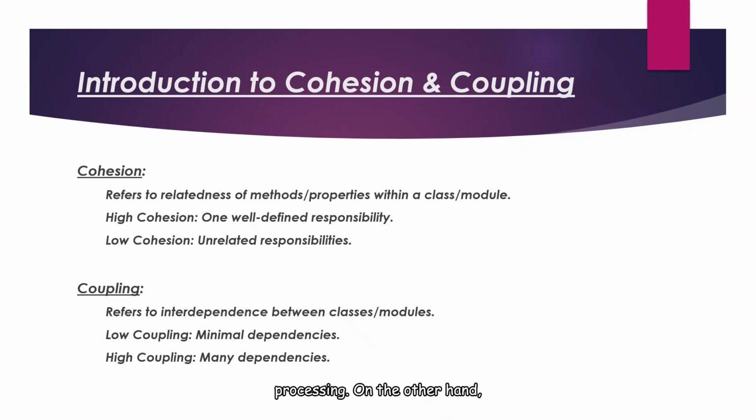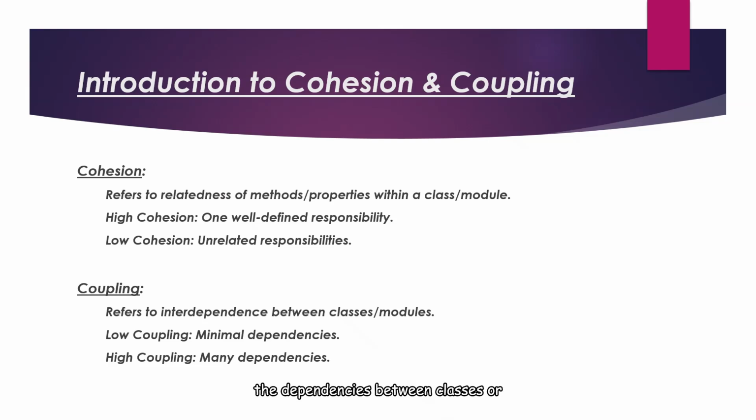On the other hand, low cohesion means that a class has multiple unrelated responsibilities, making it harder to maintain and understand. For example, a class that handles both customer data and payment processing can lead to confusion and difficulty in making changes. Now, let's talk about coupling.